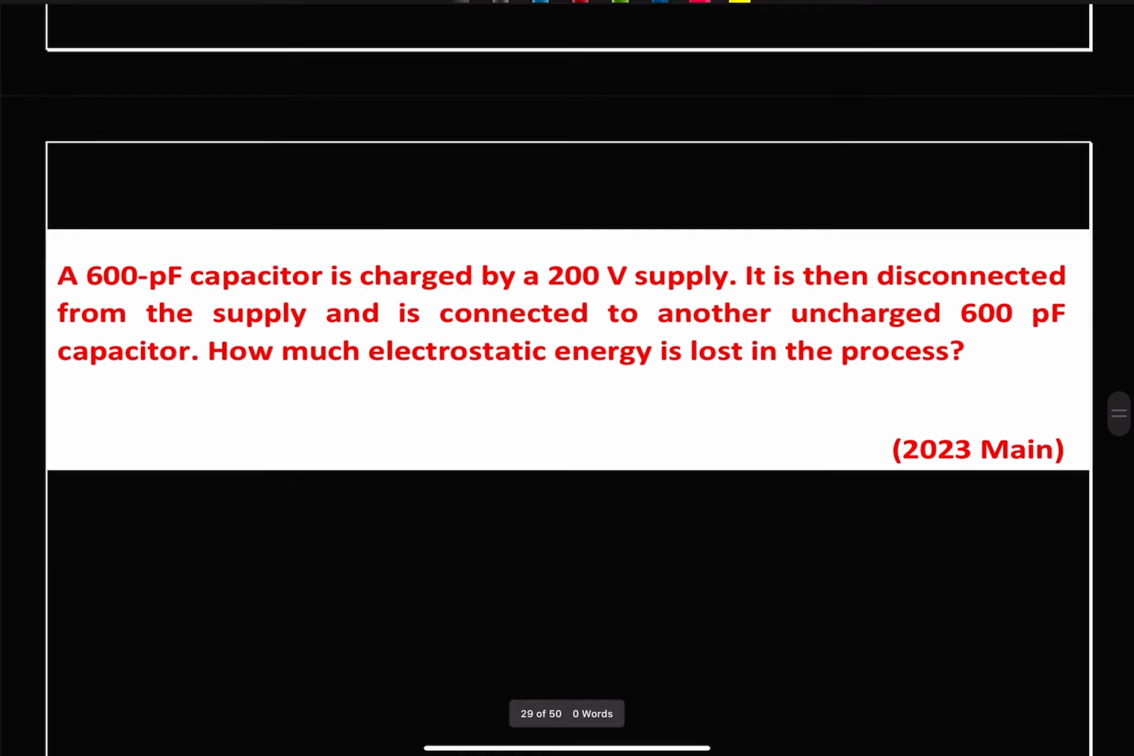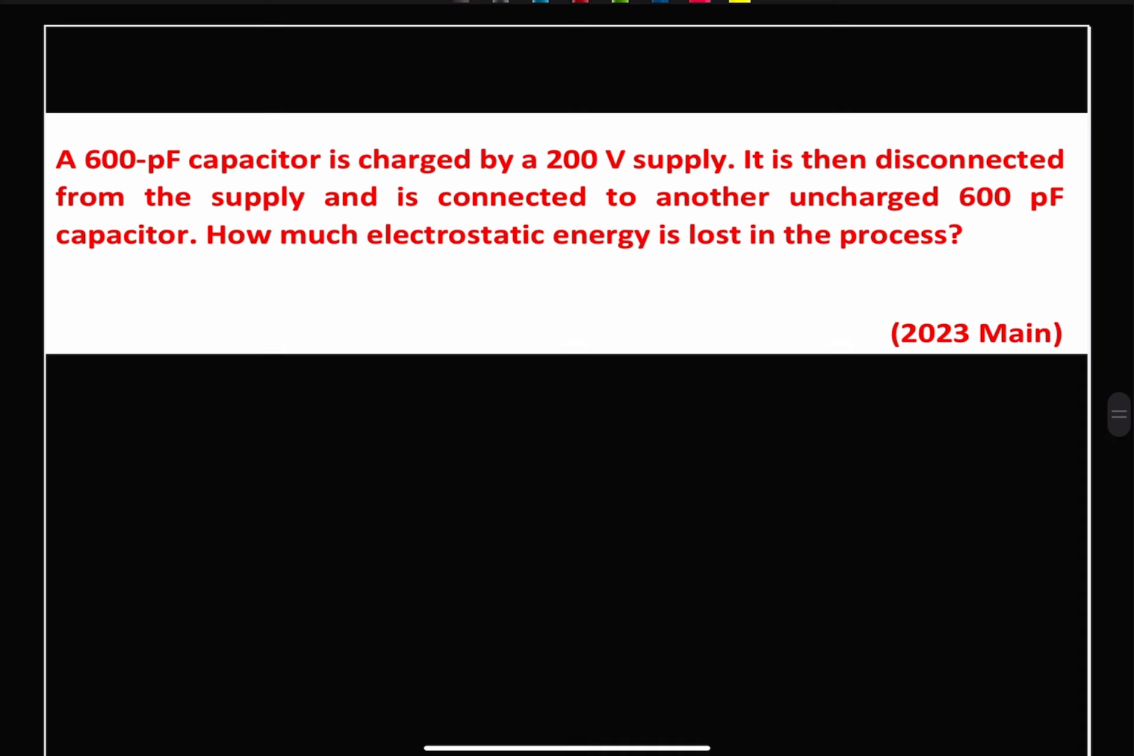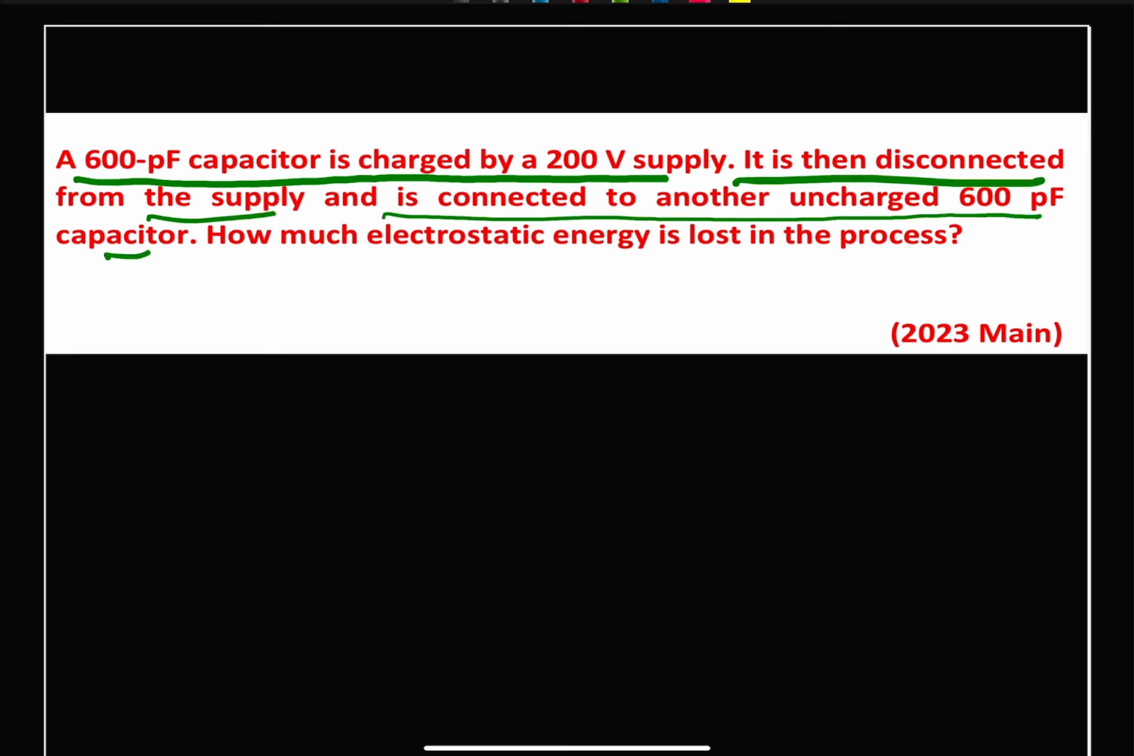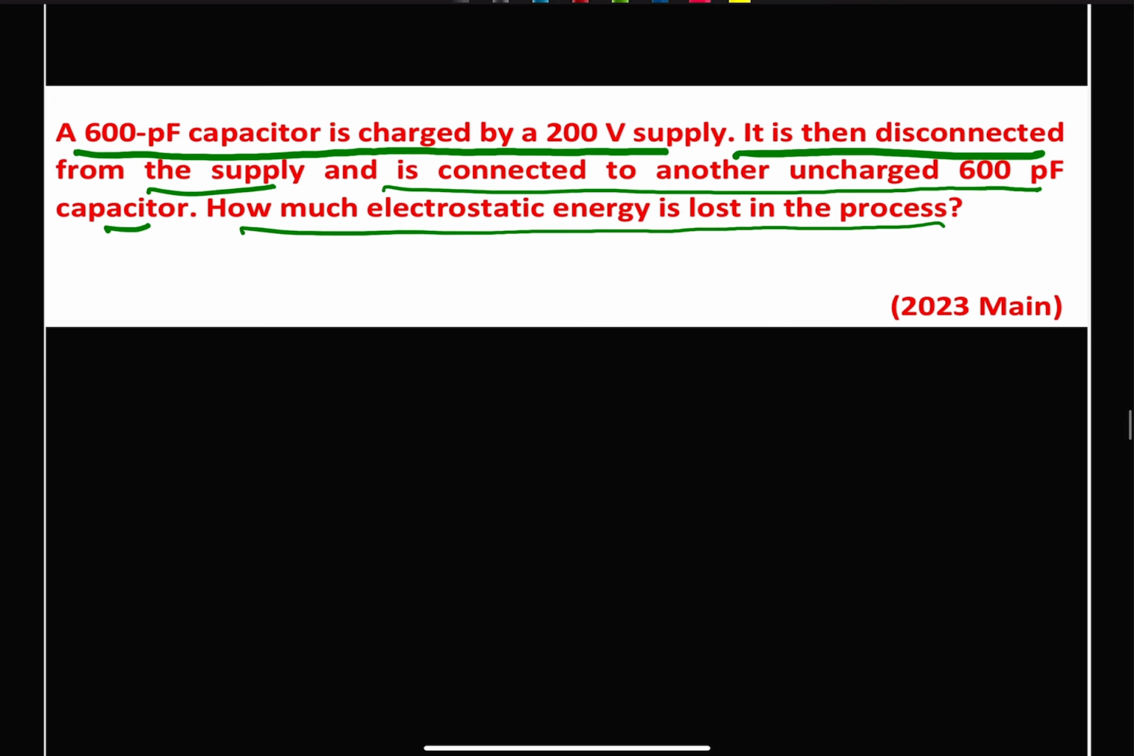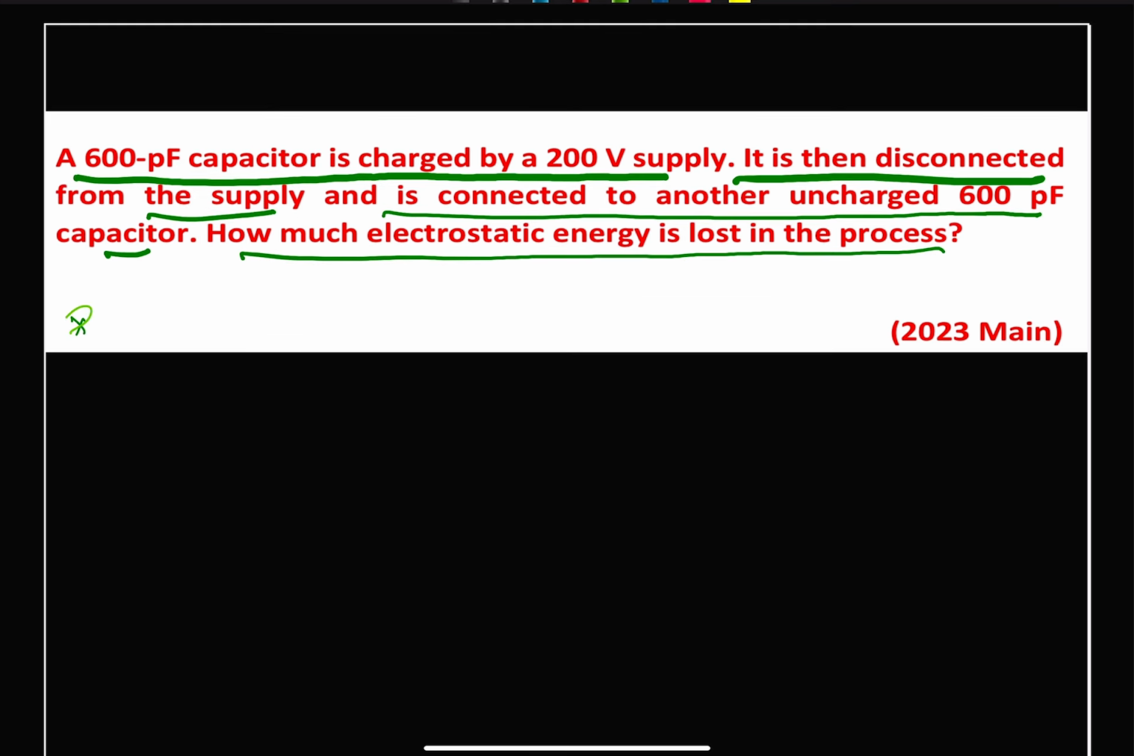It states that a 600 picofarad capacitor is charged by 200 volt supply. It is then disconnected from the supply and is connected to another uncharged 600 picofarad capacitor. How much electrostatic energy is lost in this process? So we have two capacitors and they are of same value, but initially one is charged and another one is uncharged. Therefore we can divide this question into two parts. First is our initial condition.